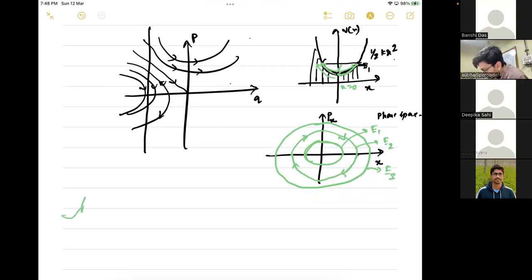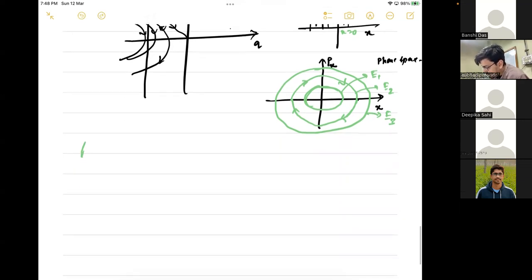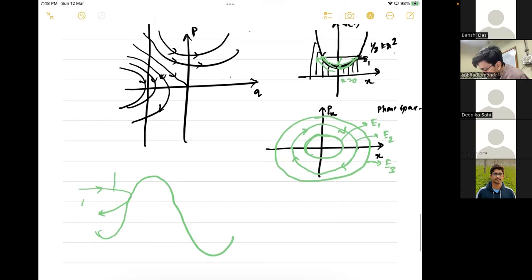Now the potential is inverted. You can say it is an inverted harmonic oscillator. Yes. Now let's say for this type of trajectory, it is coming like this and going back. So these trajectories are translating. Okay.